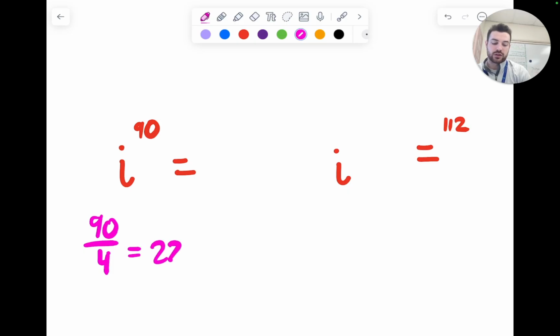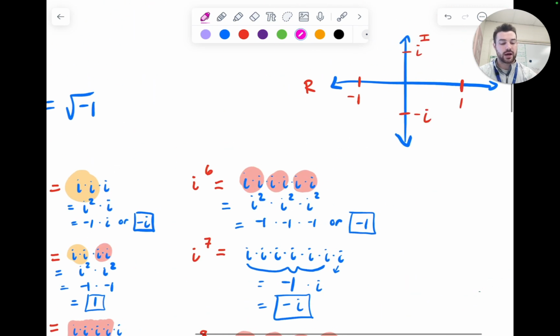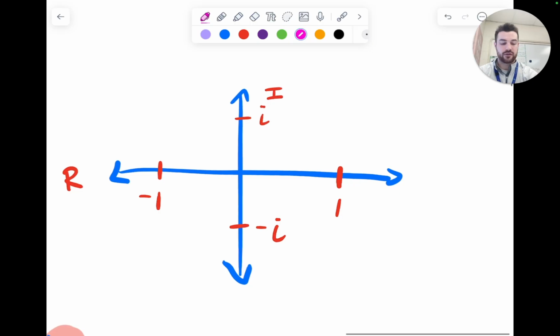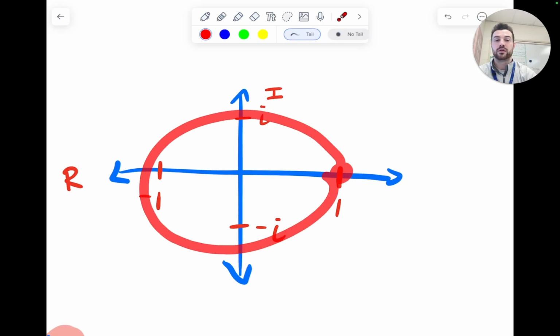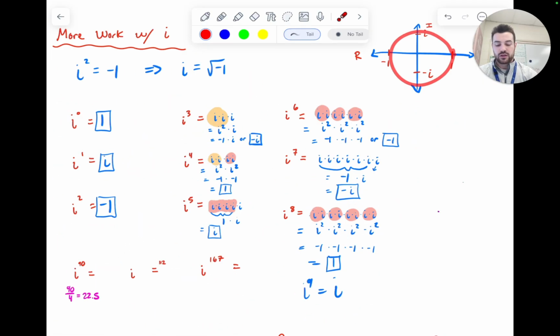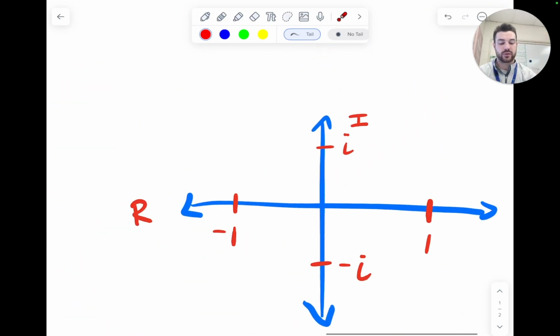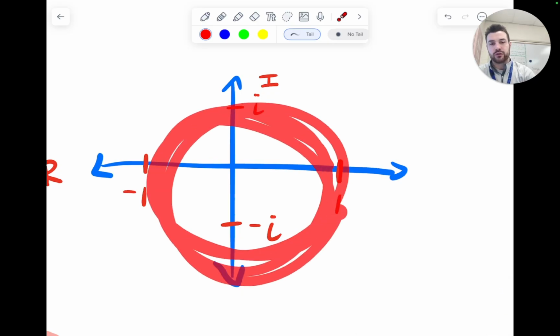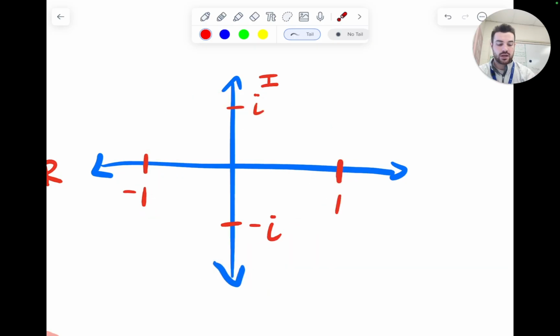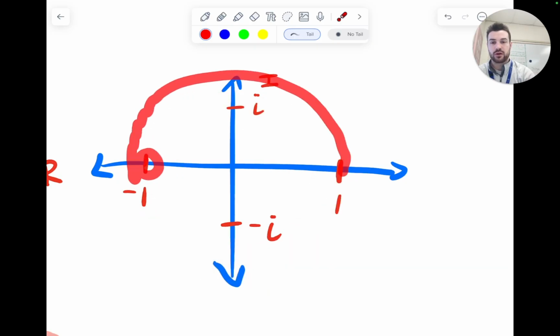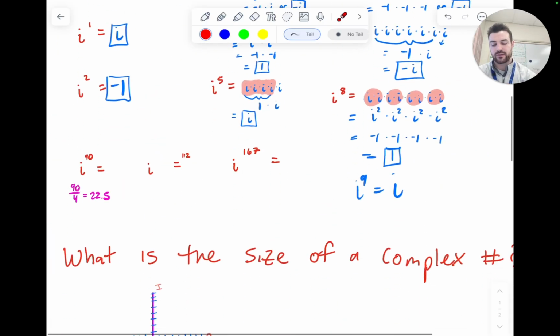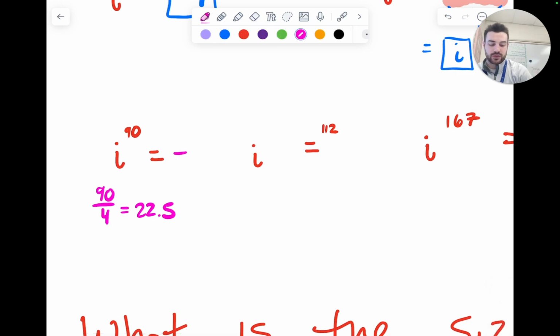We get 22.5. The reason I chose 4 is, remember, every 4th power of i means we are rotating in a full circle around our graph. So starting at 1, we're rotating all the way around every 4 powers of i. So what this tells us is we go 22 full trips around and then half of the way around. So if we come back up here, 22 full trips around, and then half of a trip, which ends us right here at negative 1. And that's how all of these are going to go.